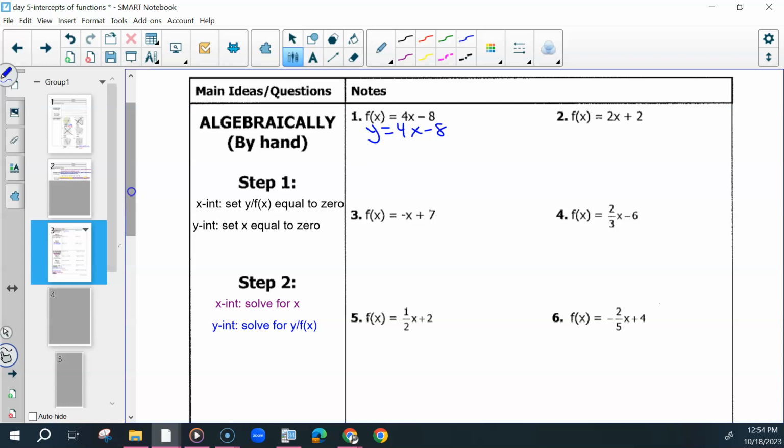Okay. So here, if you get lost, all the steps are on the side. If we're looking for our x-intercept, our y value has to be 0. I'm going to take this and replace it with 0. Then we just solve for x. How would we do that? Add 8. Yes. And then there it is, 4. And then do what with the 4? Divide.